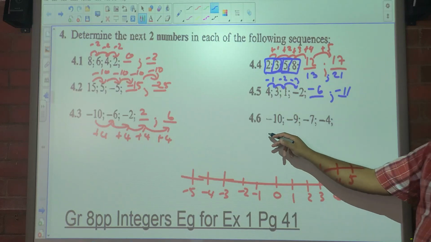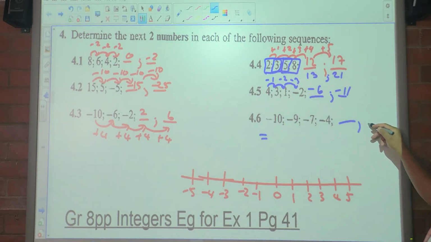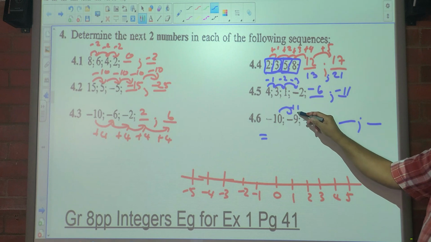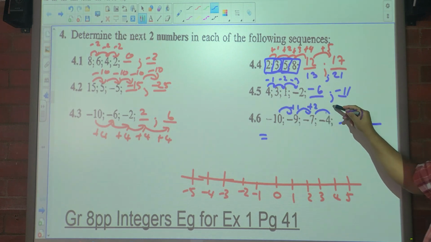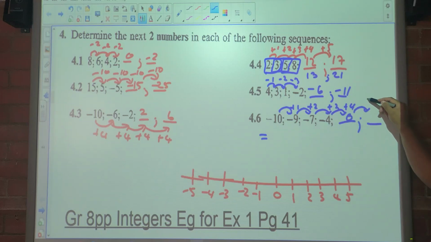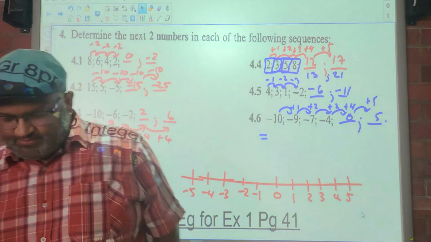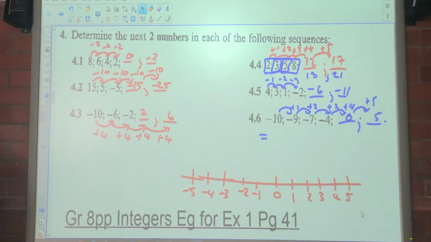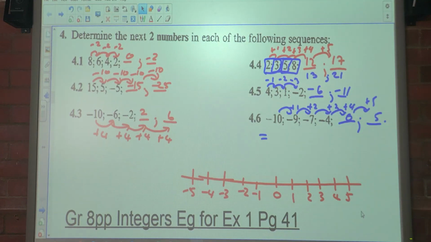Let's look at the next pattern. Yeah, I'm adding 1. Then I'm adding 2. Then I'm adding 3. If I add 4, what do I get? 0. If I add 5, I get? Okay, is there any confusion there, people? Okay, so that basically brings us to the end of exercise 1.